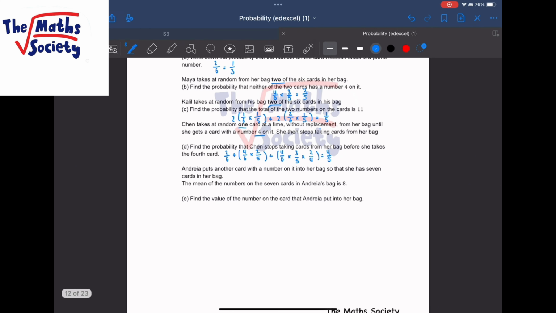And Andrea puts another card with a number on it in her bag so that she has 7 cards in total. The mean is 8.